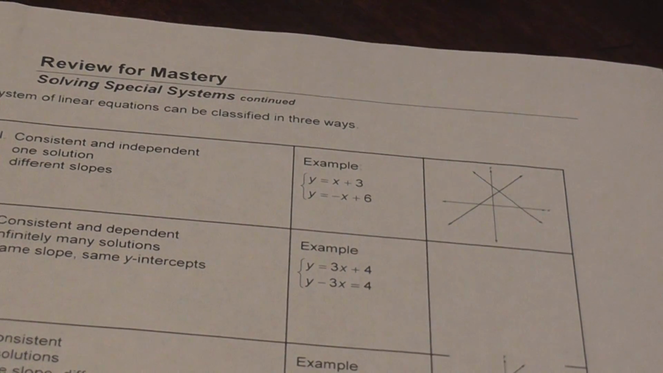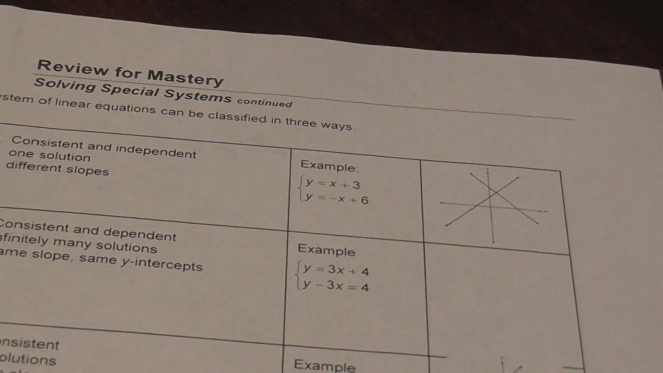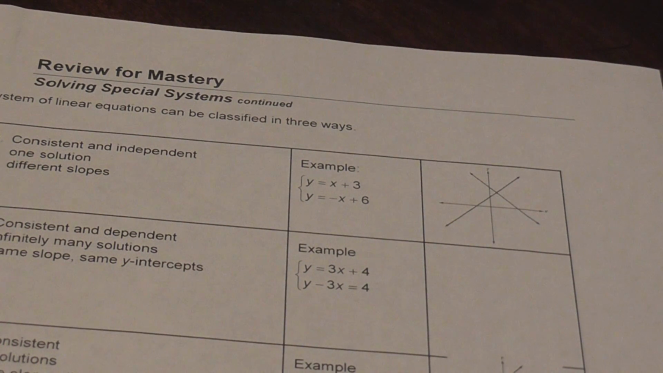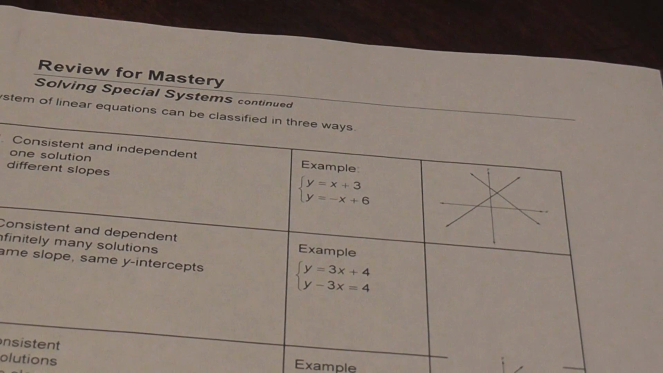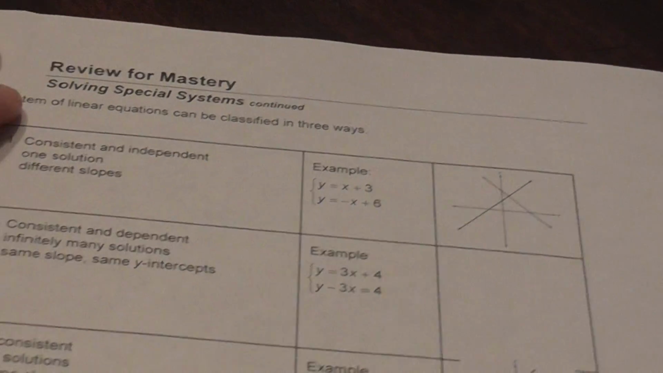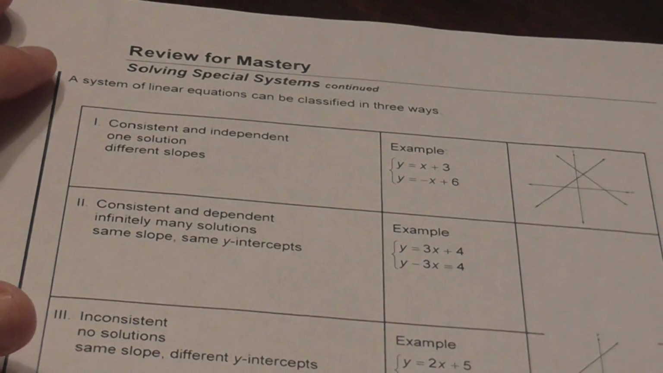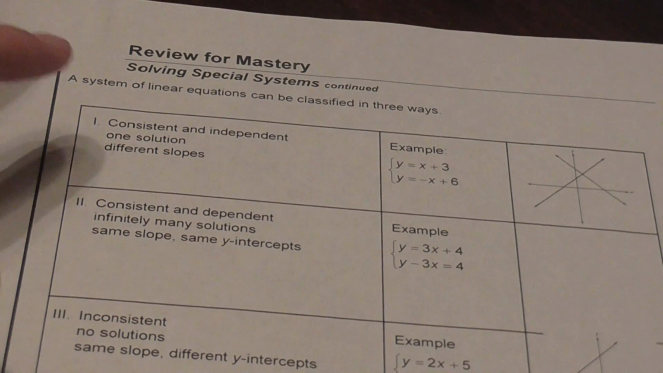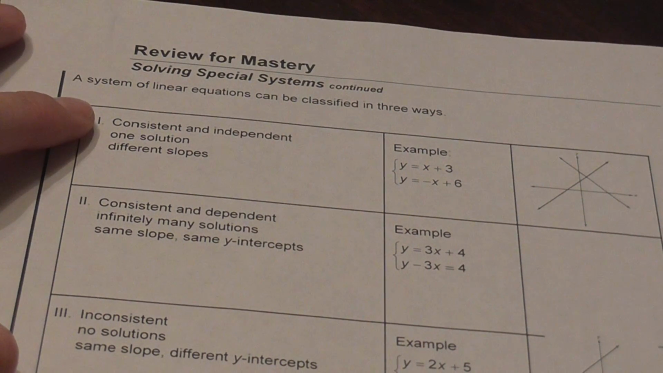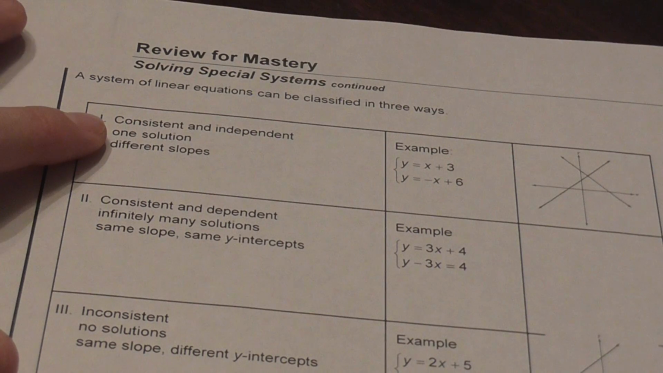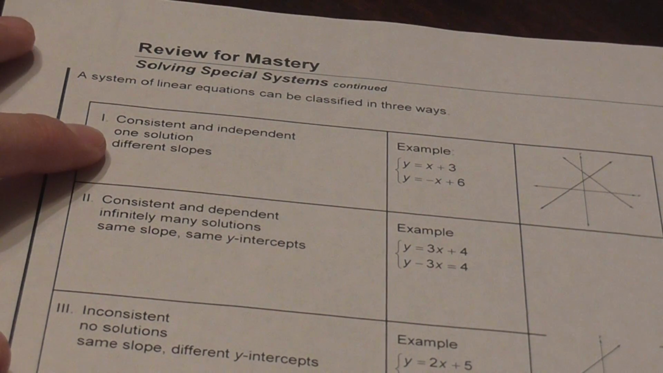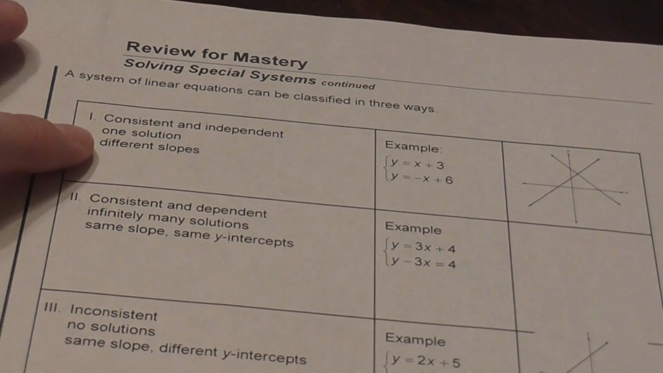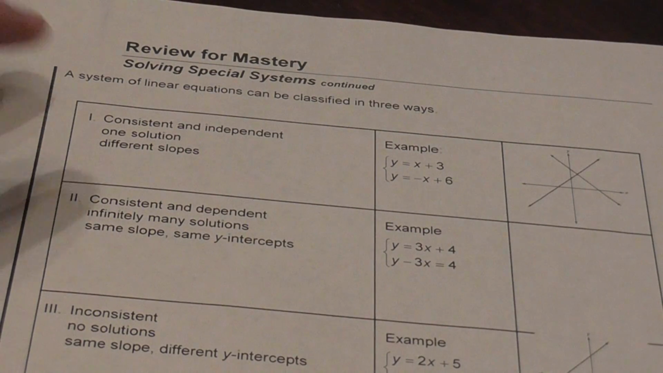Something we really didn't talk much about was consistent, independent, consistent, dependent, inconsistent, no solution, same slope. So if we take a look right here, a system of linear equations can be classified in 3 ways. It can be considered consistent and independent, which means they have exactly one solution and the 2 lines have different slopes. In order to have one solution, they have to cross. The only way they can cross is if they have different slopes.